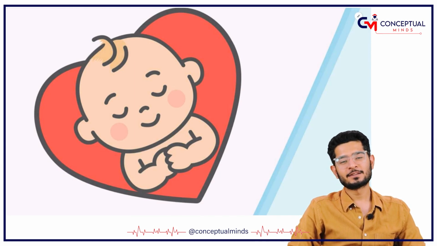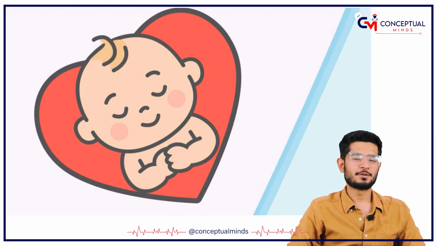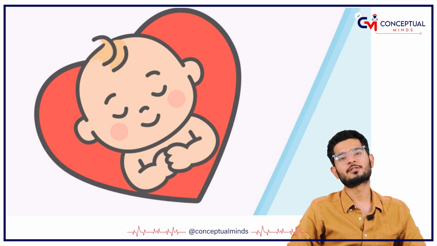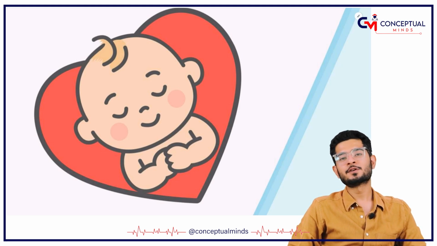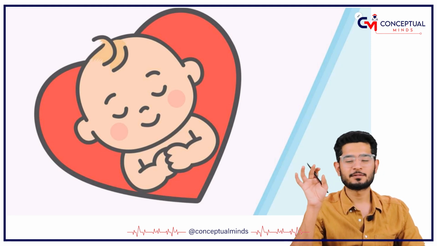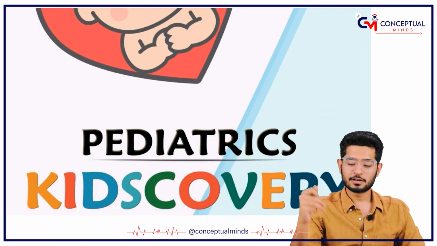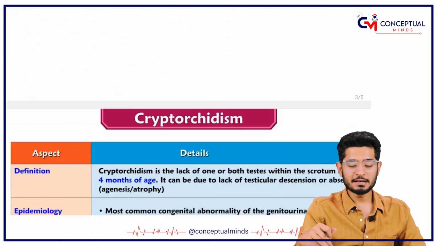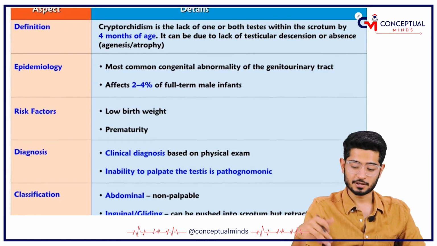The topic of discussion for today's class belongs to pediatric nephrology and the topic is cryptorchidism. So cryptorchidism is something I hope you have read in your basic anatomy. Crypt means hidden, orchid is testis. So hidden testis is something which is called cryptorchidism.